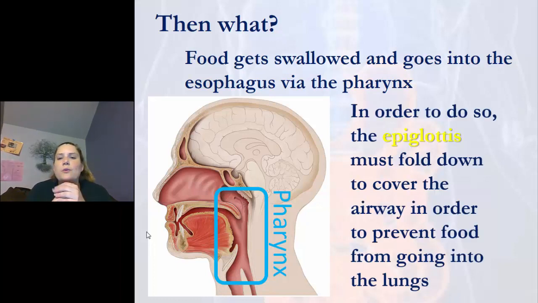Okay, so in order for the food to get into the esophagus, there's this thing called the epiglottis. And the epiglottis folds down and covers your airway or your trachea that we're going to talk about later, so that food doesn't go down into your lungs. And so when we talk about food going down the wrong pipe, these are the two pipes we're talking about, the trachea and the esophagus. And so if your epiglottis doesn't get closed fast enough, or if your epiglottis is weak, then you can have trouble with choking and food going down the wrong pipe.